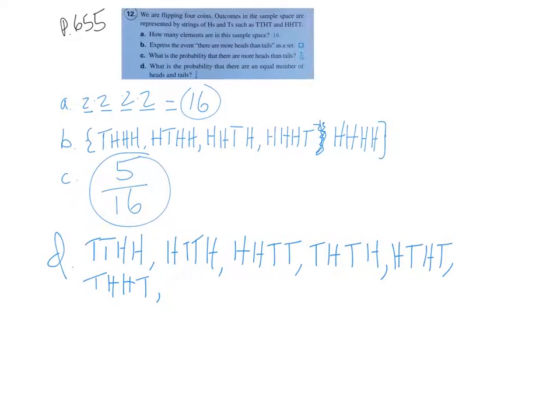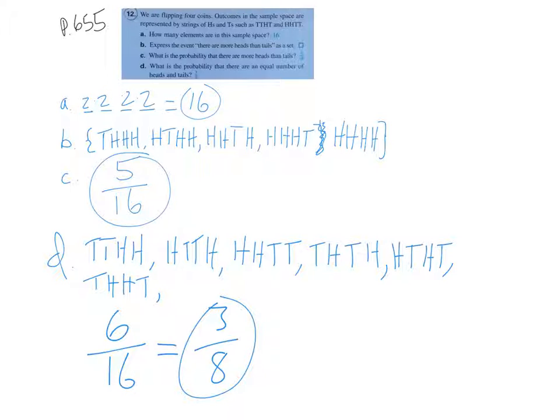So if we want the probability of getting an equal number of heads and tails, which is 2 heads and 2 tails, the probability will be the number of ways it can occur, which is 6, out of the total number of outcomes, which is 16. And these are both divisible by 2, so that reduces to 3 out of 8.